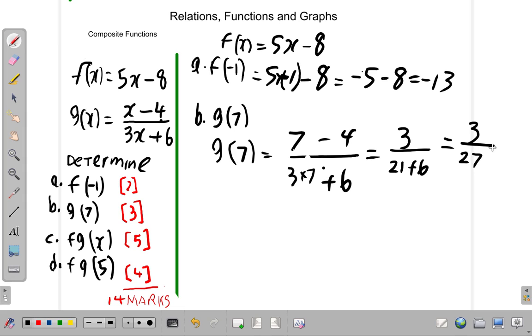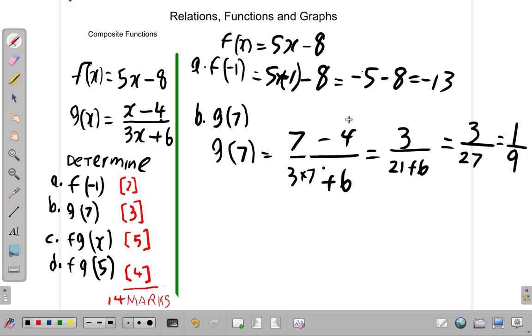But you can cancel this down. There is only one 3 in 3. How many 3's do you have in 27? 9. So the answer for g of 7 is 1/9.